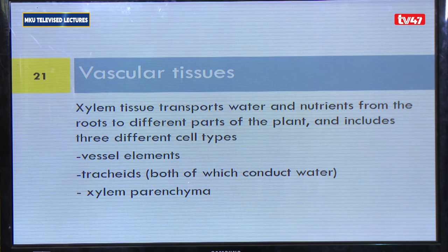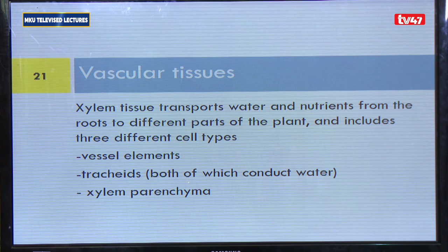the xylem is made up of two types of cells, the vessel elements or the tracheids, both of which can allow transport of water to take place. But we find the xylem also is associated with the parenchyma cells that play a supportive role to the vessel elements. So because the xylem is made up of the vessel elements, the tracheids, as well as the parenchyma cells, it therefore qualifies to be complex tissue.